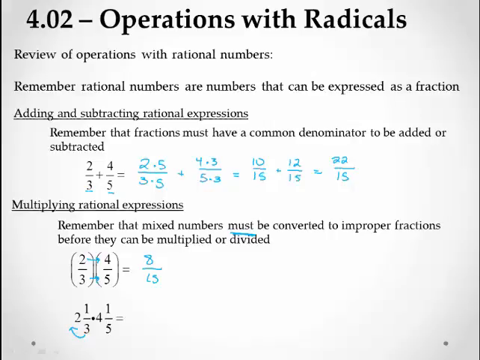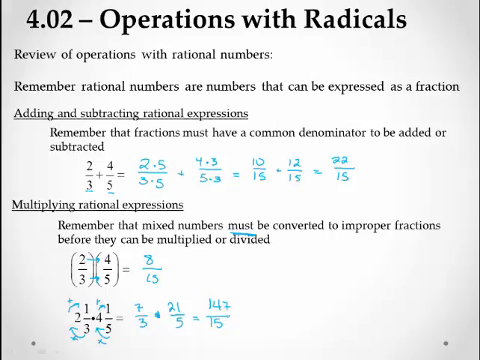So 3 times 2 plus 1. 3 times 2 is 6, plus 1 is 7, so that will be 7/3. 4 times 5 plus 1. 4 times 5 is 20, plus 1 is 21. So that's 21/5. 7 times 21 is 147. 3 times 5 is 15, so I'll have 147/15, and it is perfectly acceptable to leave this in improper format.